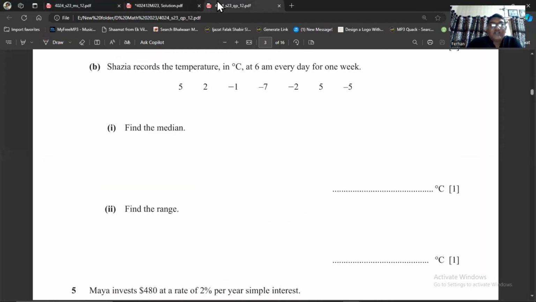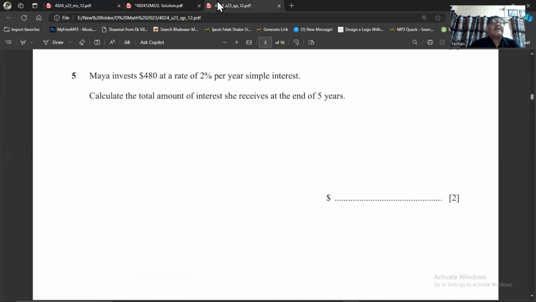Okay, so we are going to the next question, question number 5. Maya invests $480 at a rate of 2% per year simple interest. Calculate the total amount of interest she receives at the end of 5 years. You see, the principal amount here is $480. The rate is 2% per year, simple interest, and the total time is 5 years. We have to calculate the amount.